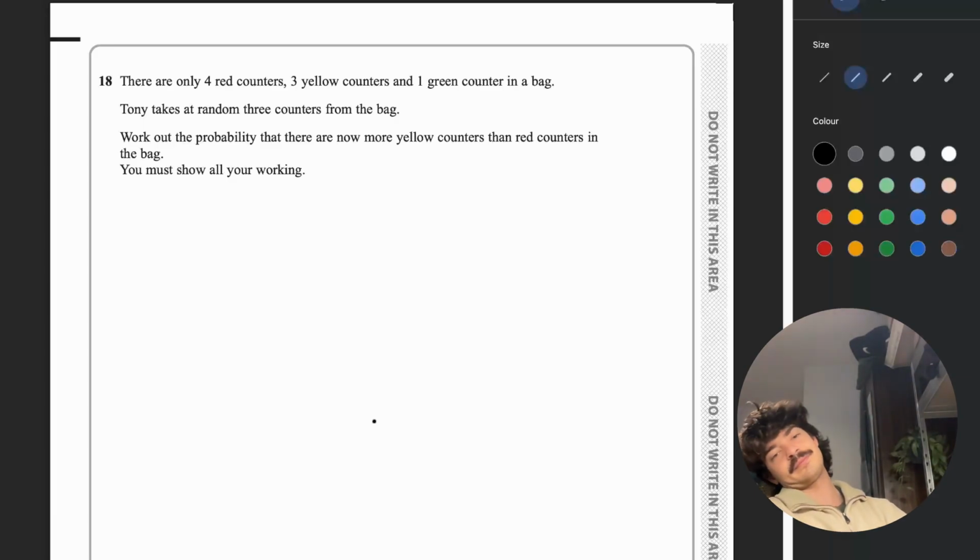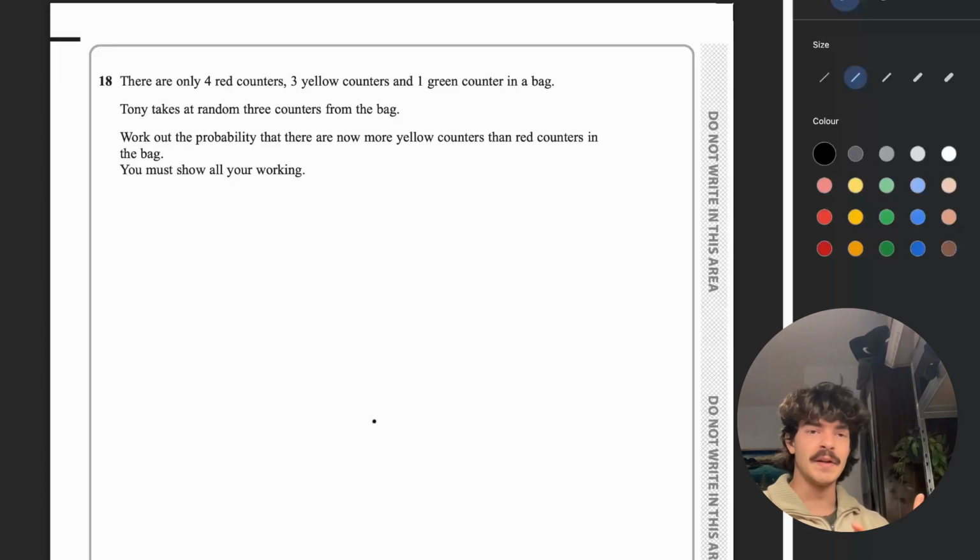Oh, that's a tough one, right? Because you need to think about, is it best to do it through a tree diagram? There's a lot going on at play here, right? We're taking 3 counters and there's 3 options, right? It's going to get pretty complicated that way. So maybe we can be a little bit smarter about what happens.